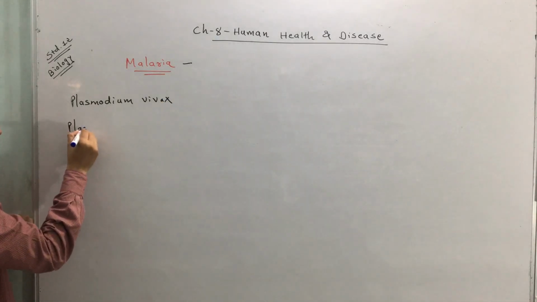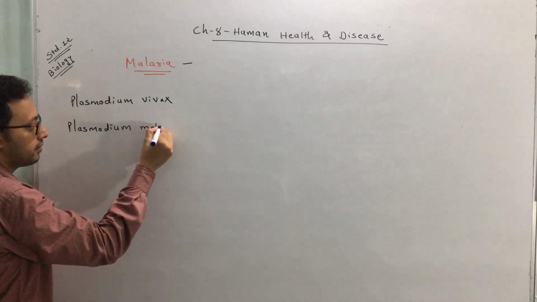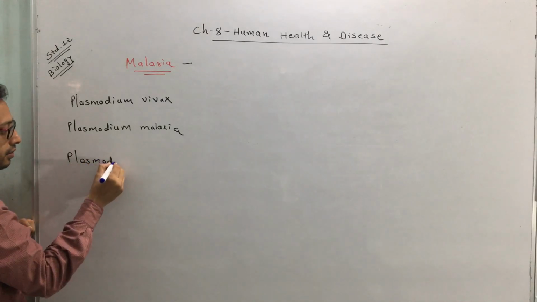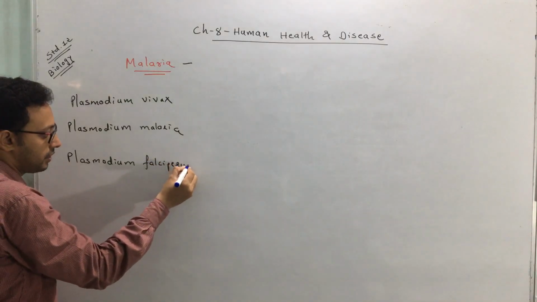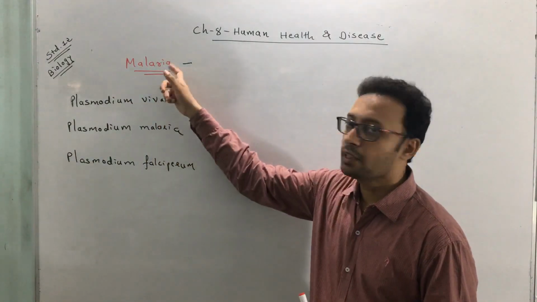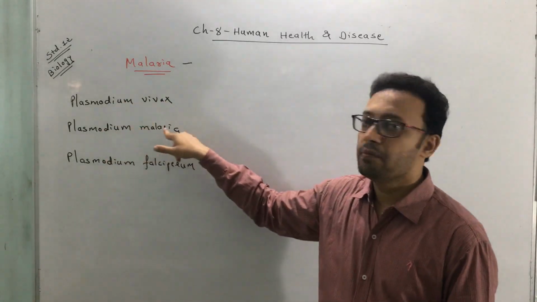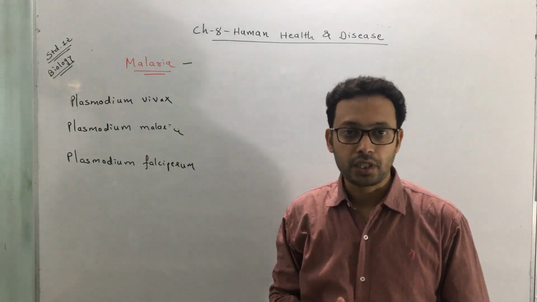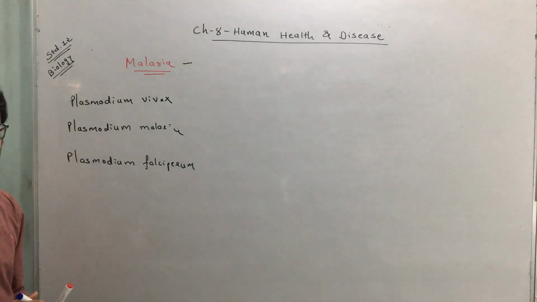The second one is Plasmodium malariae, and the third one is Plasmodium falciparum. So these are the usual parasites responsible for causing malaria: Plasmodium vivax or P. vivax, Plasmodium malariae or P. malariae, and Plasmodium falciparum or P. falciparum. These are the three parasites responsible for causing malaria.